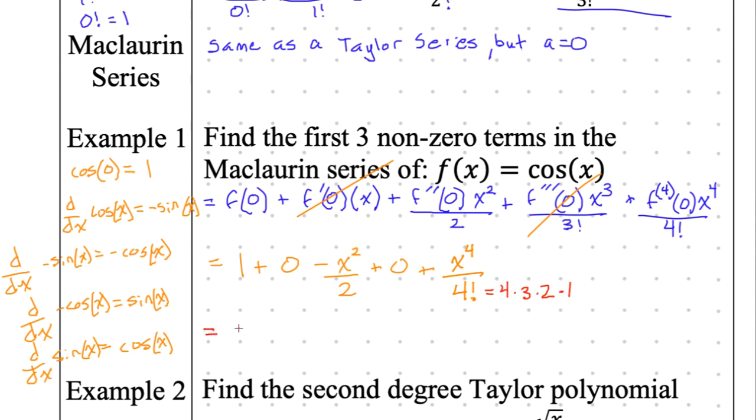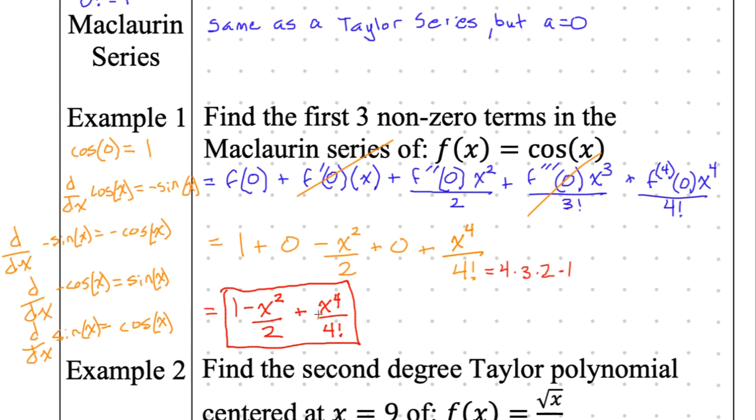The answer here is 1 minus x squared over 2, plus x to the power 4 over 4 factorial. I'm just going to leave it like that. I'm lazy enough, and I think Khan Academy is lazy enough too, to not actually calculate what that is out. Cool, done. Let's try another example.